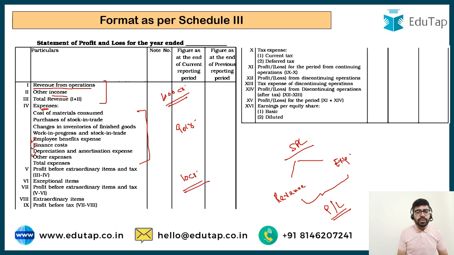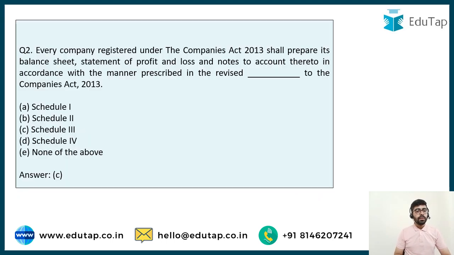Some other adjustments are there. Let's skip them for now. Let's try to understand what is the core of this statement of profit and loss and where this format is contained in the Companies Act 2013. So now we can easily answer this question that Schedule 3 to the Companies Act 2013 contains the formats of balance sheet, profit and loss and notes to accounts which are to be prepared. So the answer here is going to be option number C.